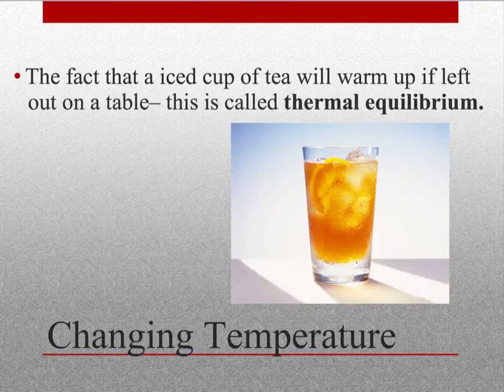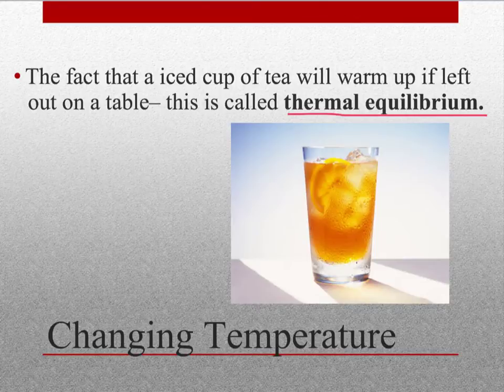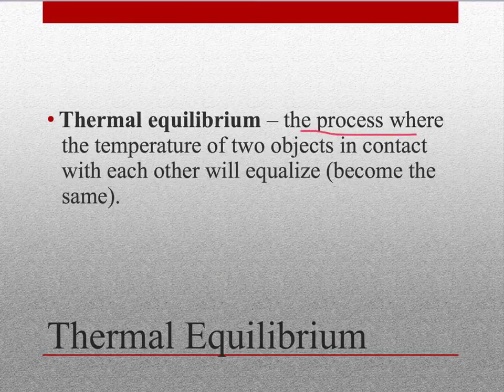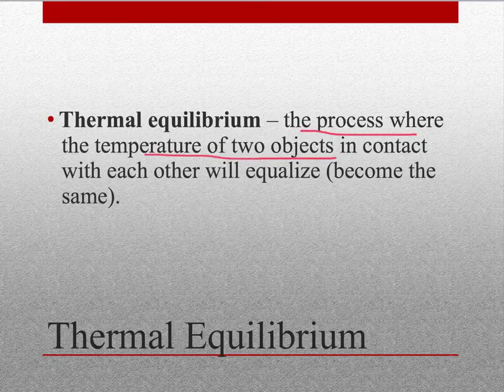Well, the fact that it will change temperature, this process is called thermal equilibrium. Anytime something hot cools down to match the room, or something cool gets warm to match the temperature, that's thermal equilibrium. So thermal equilibrium is just the process where the temperature of two objects in contact with each other will equalize, which means they'll become the same.